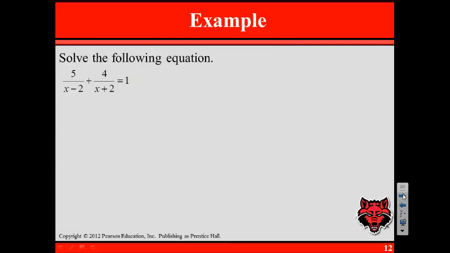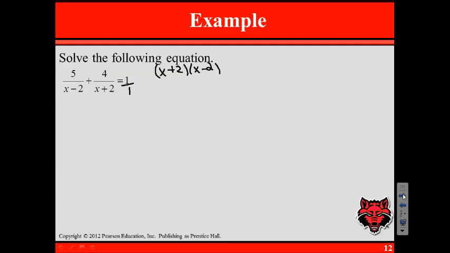Let's try another example. Here we have 5 over x minus 2 plus 4 over x plus 2 equals 1. Remember, whenever we have fractions or algebraic fractions, we have to first find the LCD, make sure we get a common denominator everywhere, then we can cancel the denominator and continue to work. So we first write 1 over 1. We have factors of x minus 2, x plus 2, and 1. So the LCD is going to be x plus 2 times x minus 2.